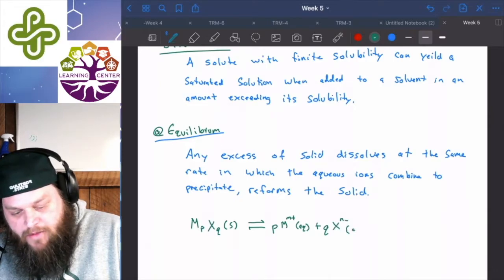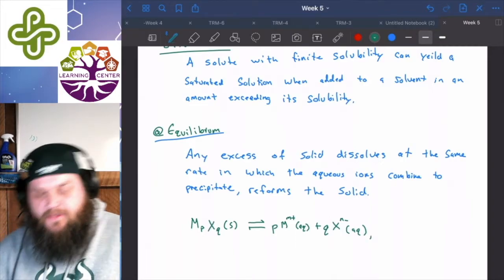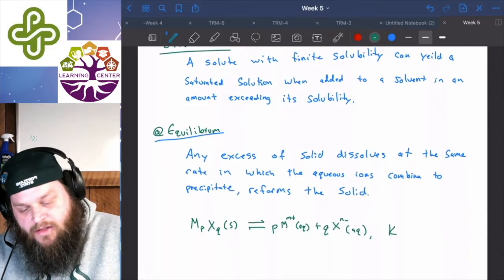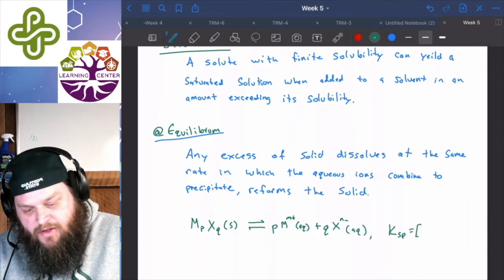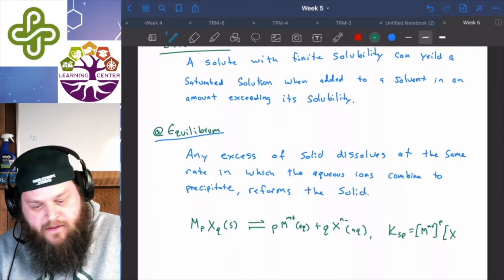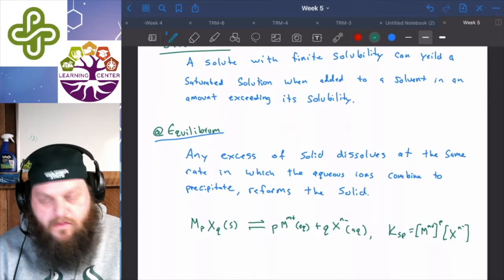I know this is a little abstract, but this lets us write a generalized form of the solubility product constant, which is going to be equal to the concentration of M to the m plus, raised to the power of p, times the concentration of X to the x minus, raised to the power of q.